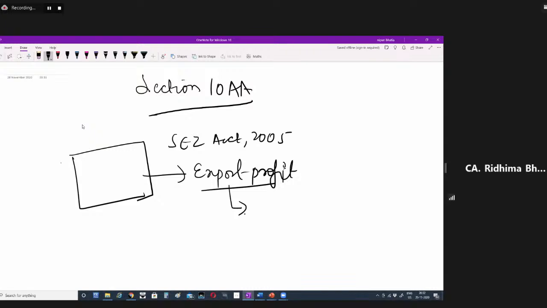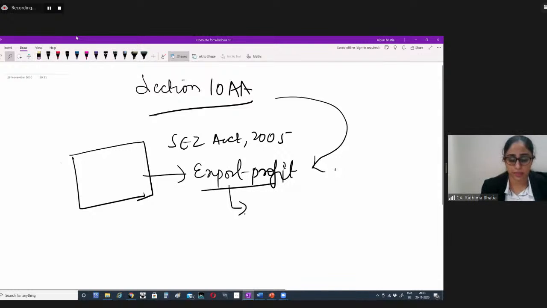That means section 10AA gives exemption to units which manufacture articles or things or provide services, and these are exported, and only on the export profit do you get the tax holiday. So again, section 10AA gives the exemption to whom? To entrepreneurs who are registered under the SEZ Act. They should have a manufacturing unit in an SEZ. Their profit from the export of articles or things or provision of services will be exempt. Along with that, there are certain conditions.